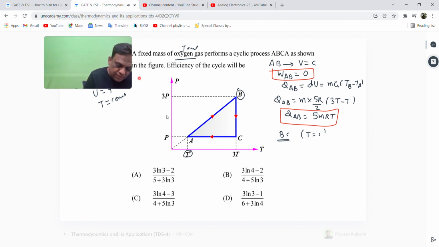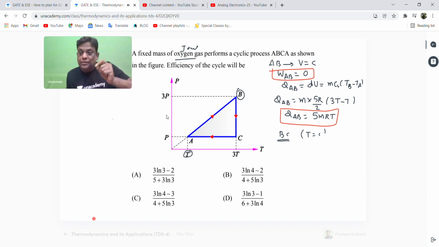Work transfer. In which process is heat transferred? See, one more question can come. In which process, for an ideal gas, is all the heat converted into work?